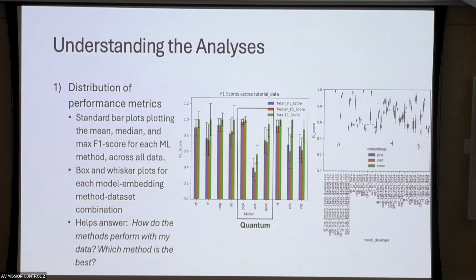So just a quick recap of the analysis that's automated as well, right? In this case, you have your standard bar plots and box and whisker plots that give you an idea of the performance of all 10 machine learning models across your data, which basically helps answer how the methods perform with your data and which method is the best.